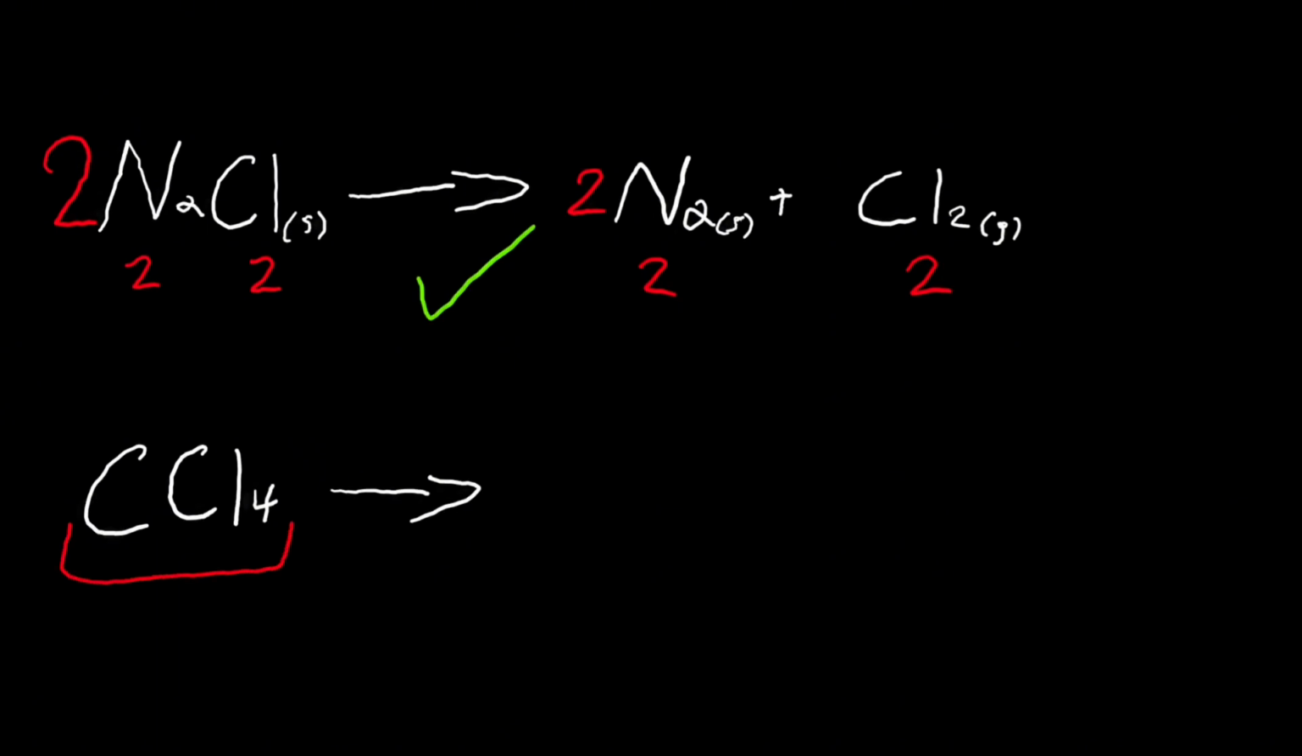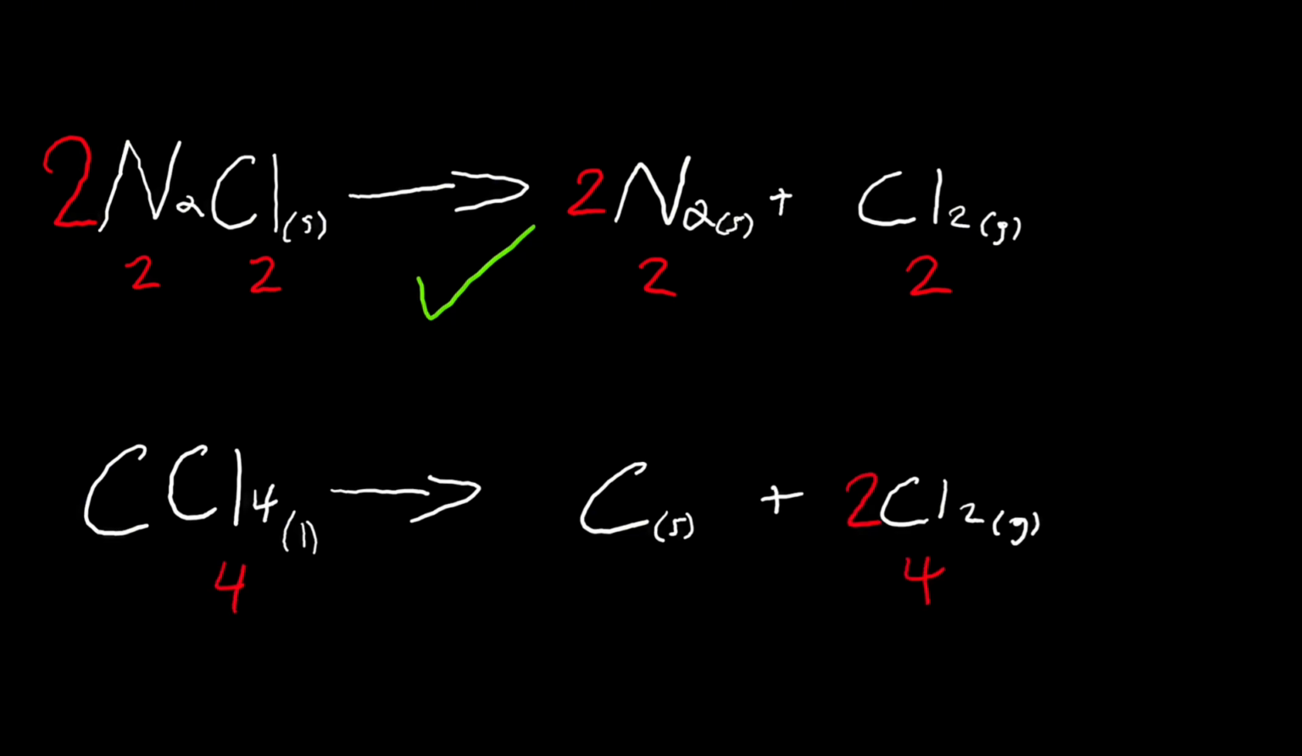What about carbon tetrachloride? This is made up of carbon and chlorine. Chlorine again having its 2 subscript, as it is a diatomic molecule. Carbon tetrachloride is a liquid, carbon is solid, and chlorine is a gas. And it looks like the only coefficient we need to add is a 2 in front of the Cl2. There are 4 chlorines on either side.